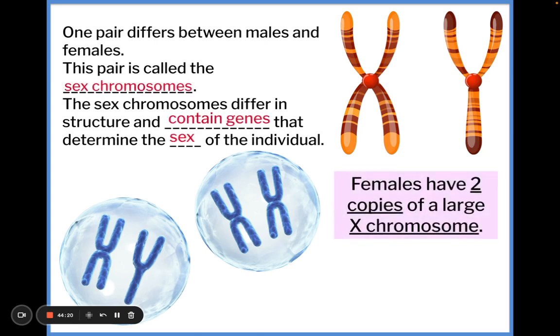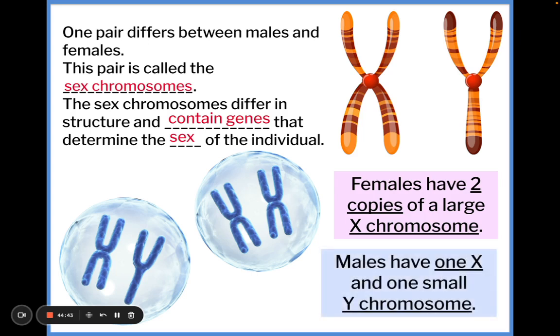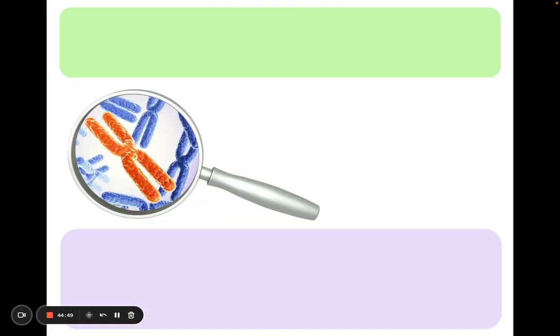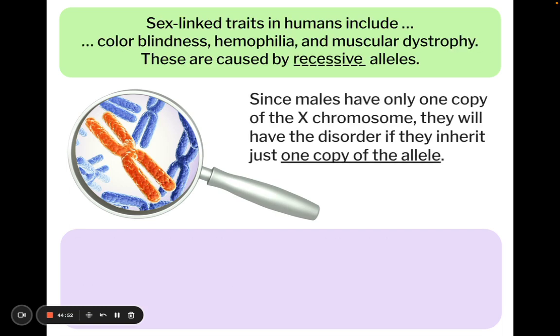All right, so one pair differs between males and females. This pair is called sex chromosomes. These sex chromosomes differ in structure and contain genes that determine the sex of the individual. We usually see that in those chromosomes and how we produce certain hormones and proteins, and that really interacts with our phenotype and how we look. Okay, so we know that females look different than males. And females have two copies of the X chromosome, and males have one X chromosome and one Y.